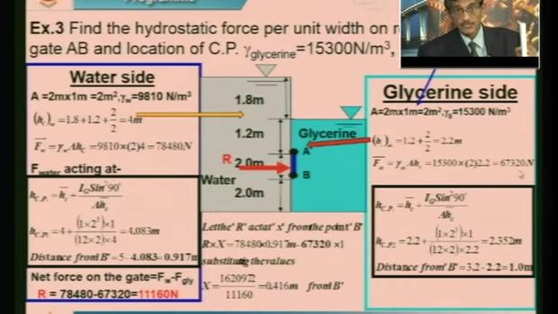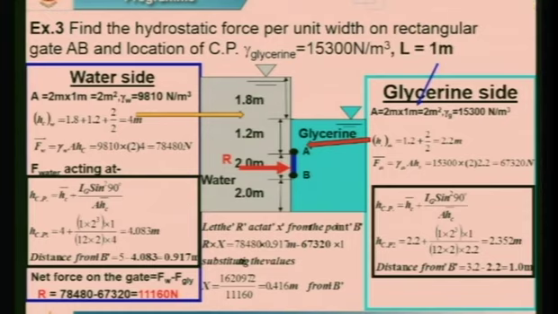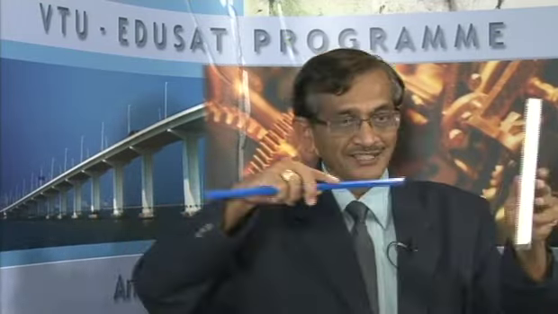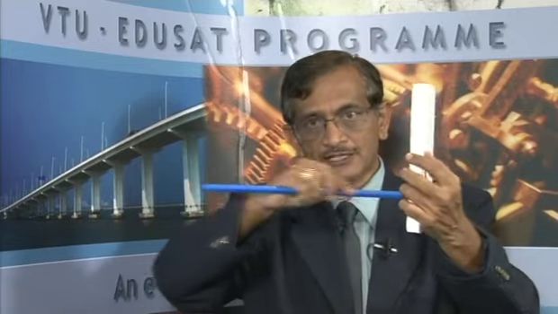So, the hydrostatic force of water is acting in this direction, and the hydrostatic force of glycerin is acting in this direction. They are opposite to each other. Water is acting this way, from the B point that value is given 0.917, and on this side glycerin is acting this way.